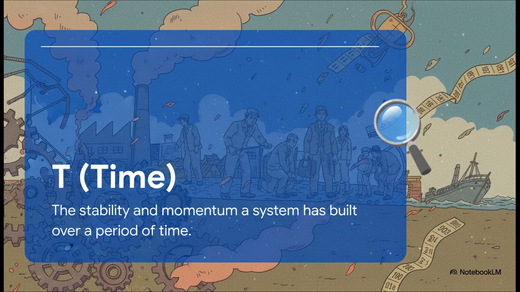Then there's T for time. This one represents a system's stability, its momentum. Has it been growing nice and steady for years? Or is it just bouncing from one crisis to the next? Time is really a measure of its track record, its reliability.